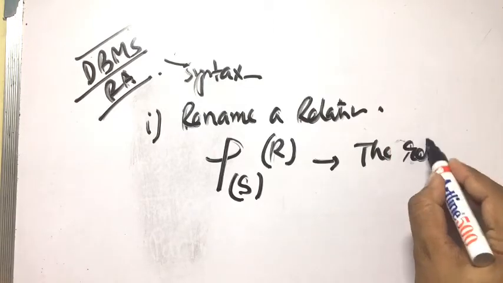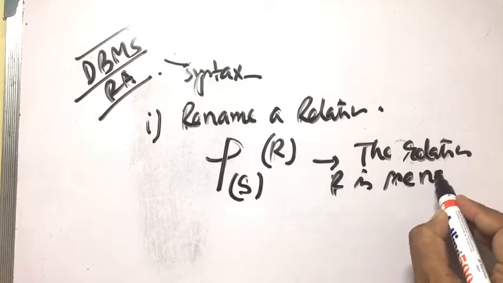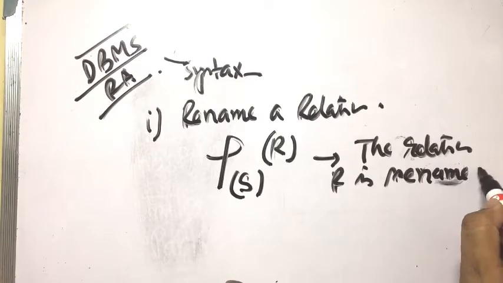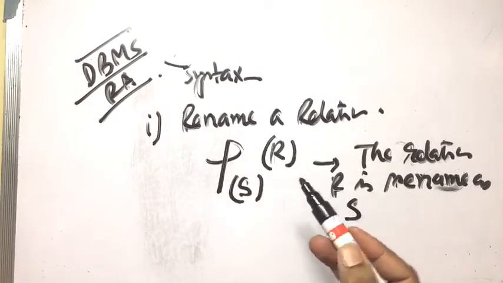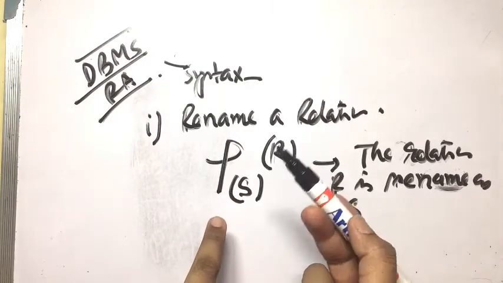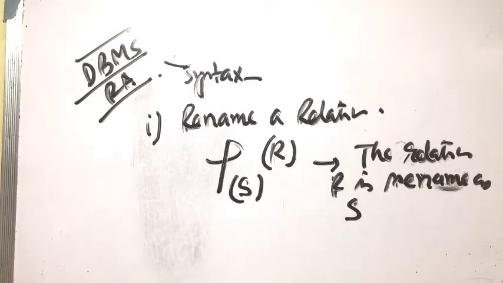The relation R is renamed as S. R is the relation and S is the new name given to that relation. So it is renamed by another name. So this is the first syntax.